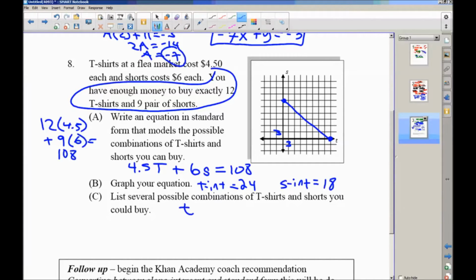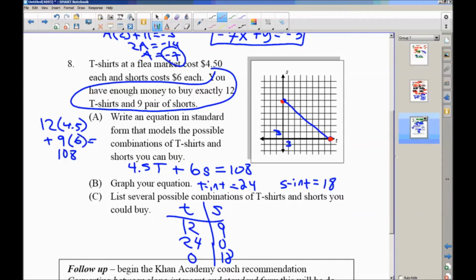So we're going to do t-shirts and shorts. And we knew we had 12 t-shirts and 9 shorts. So I could have bought 12 and 9. Okay. I could also buy, let's see, I could buy 24 t-shirts and 0 shorts. Okay. Or I could have bought 0 t-shirts and 18 shorts. Okay, those were these 2 points right here and right here. And then any other combination that multiplies to 108, we could also pick.